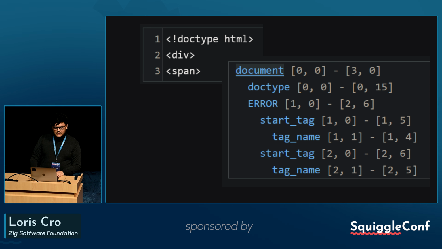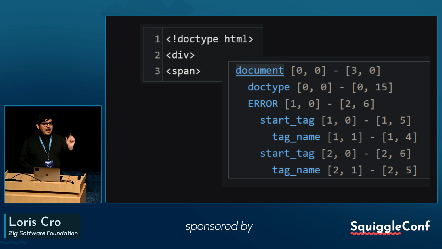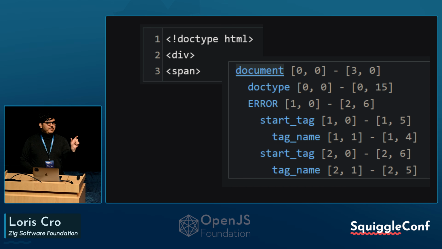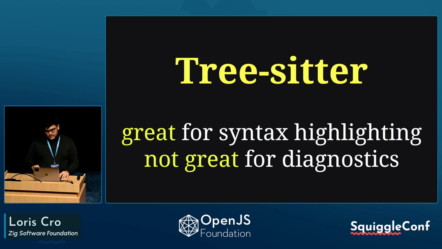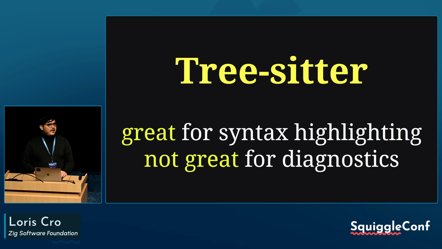It turns out that TreeSitter is very, very good at recognizing small snippets, small chunks of well-formed syntax, but it's not particularly good at maintaining a global relationship between these tiny pieces that it can recognize. That's actually designed to be this way. So I learned that TreeSitter is great for syntax highlighting, but it is not great for diagnostics.